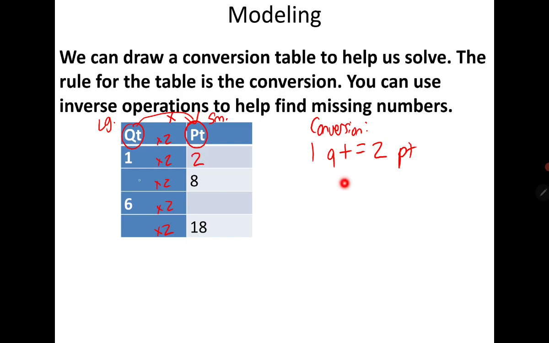If we want to know how many quarts are equal to 8 pints, we can figure out what times 2 equals 8, which will be 4. Or remember, if we're going backwards, we can also use 8 divided by 2 will be 4. 6 quarts will be times 2, 12 pints. 18 pints divided by 2 will be 9 quarts.